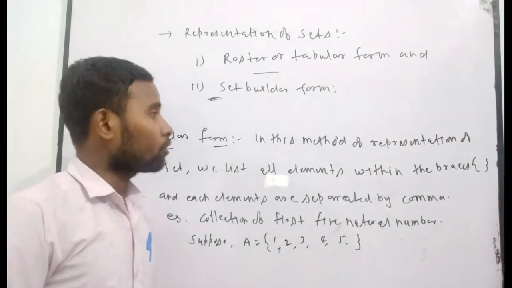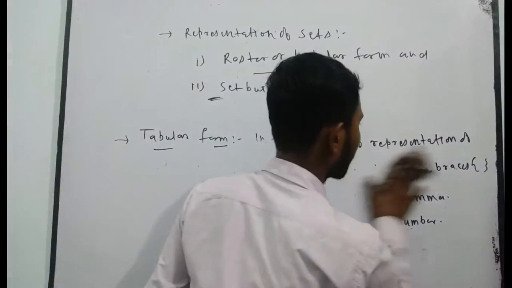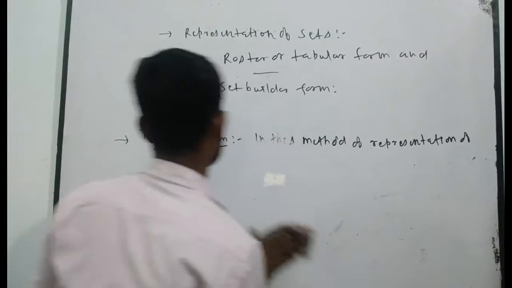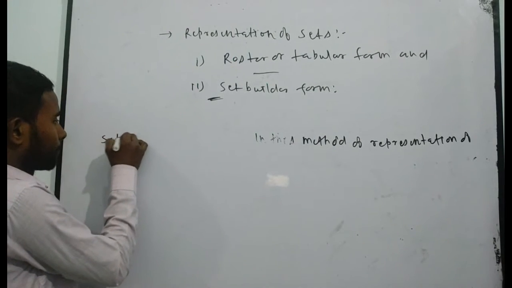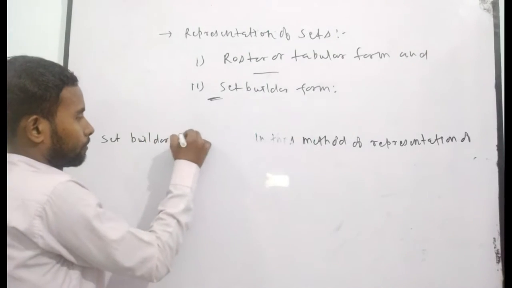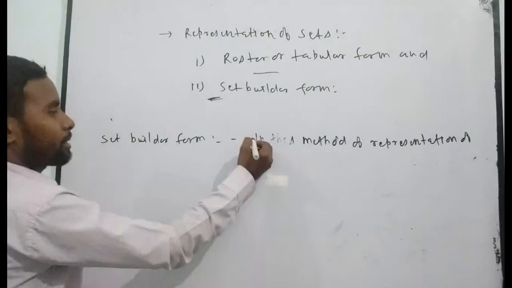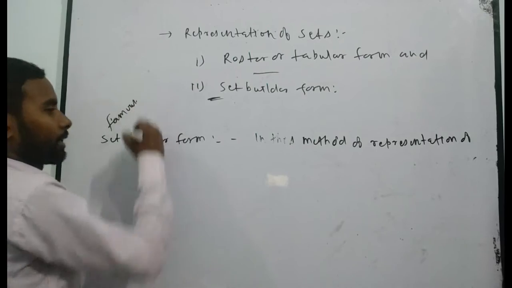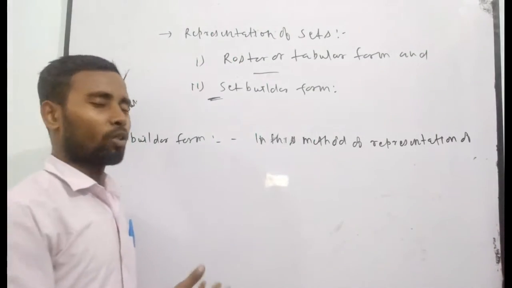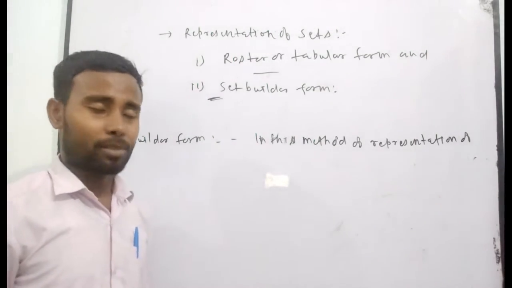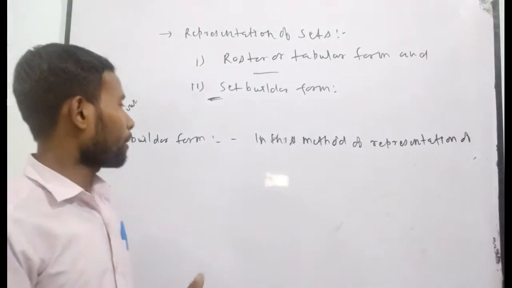Now I want to take the second method, which is called set builder form. It is a very nice and very famous method. In mathematics, everywhere we mostly use this method, not tabular form, because there is not enough space. I always try to save my time, so very rarely do we use tabular or roster form. I will always use set builder form.